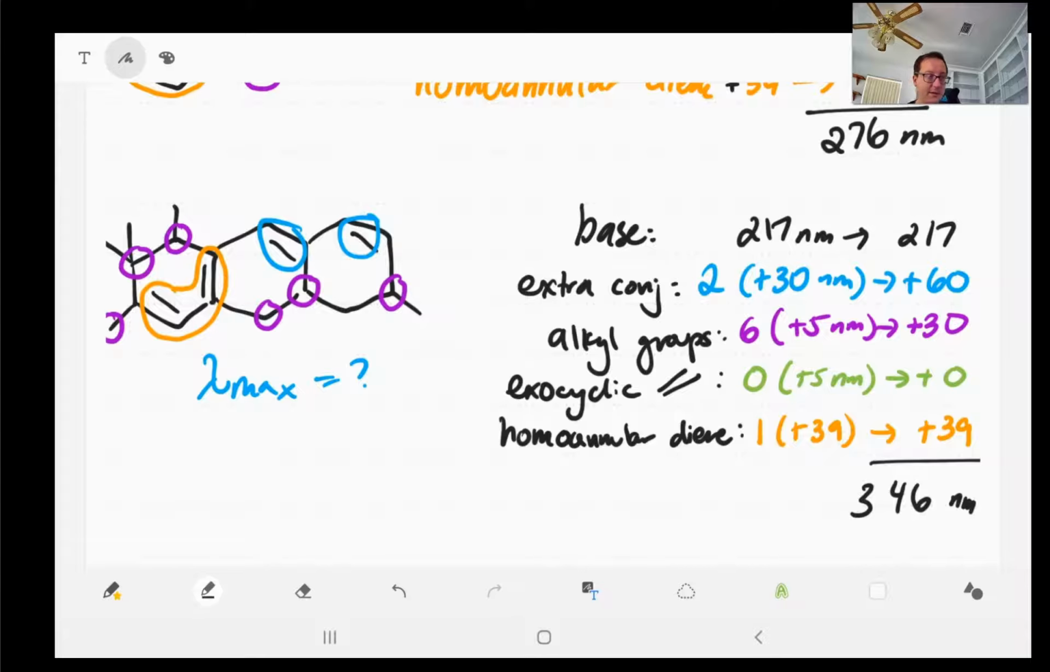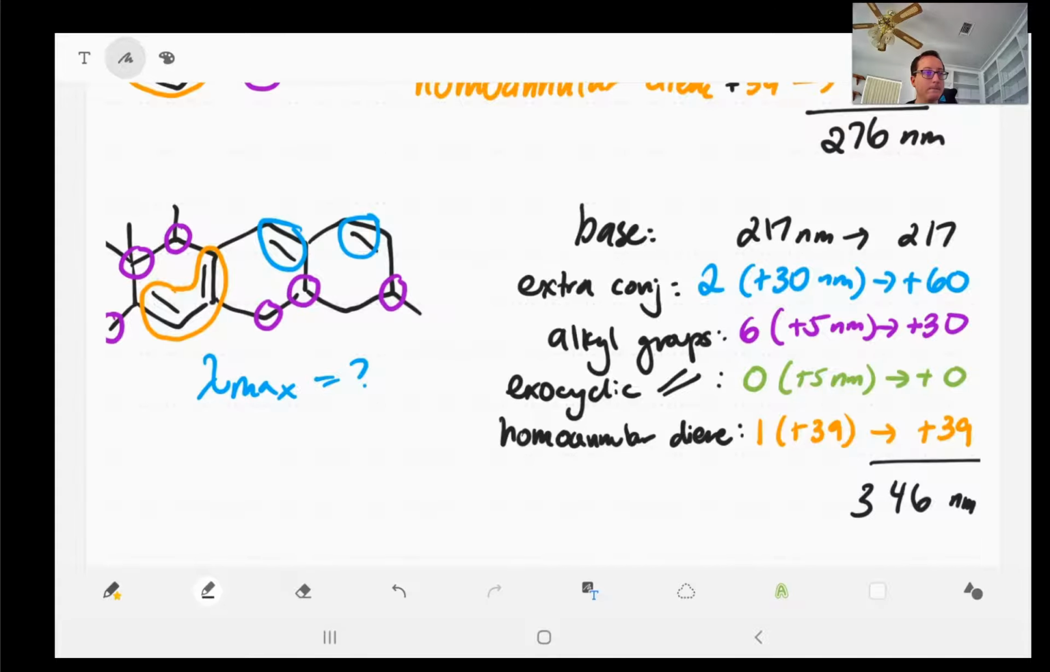And so the process here is just looking at your molecule, identifying if you've got these 5 things. Do you have a diene? Do you have extra double bonds? Do you have alkyl groups attached to your double bonds? Do you have exocyclic double bonds? And then do you have a kind of locked s-cis bit?